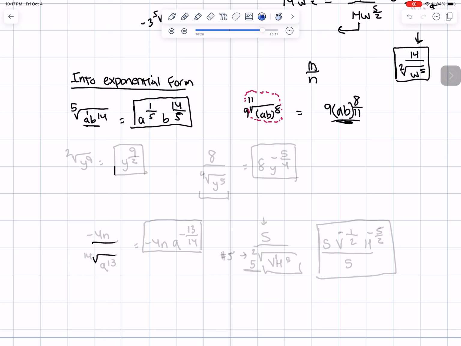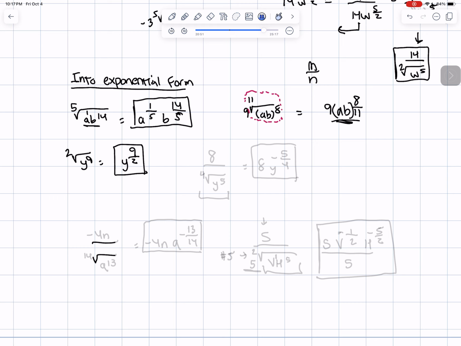Let's do another one. So this is an easier one, kind of like we did at the beginning. So how do I put that into exponential? My m is 9, and my 2 is n, so m over n, it's y to the 9 over 2. That one's really, really easy.